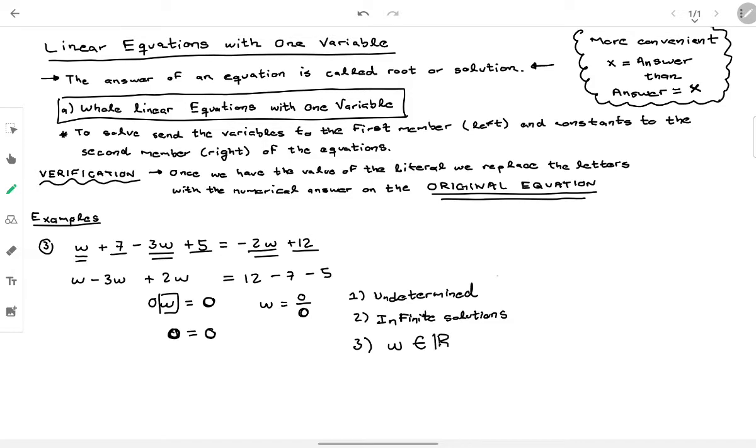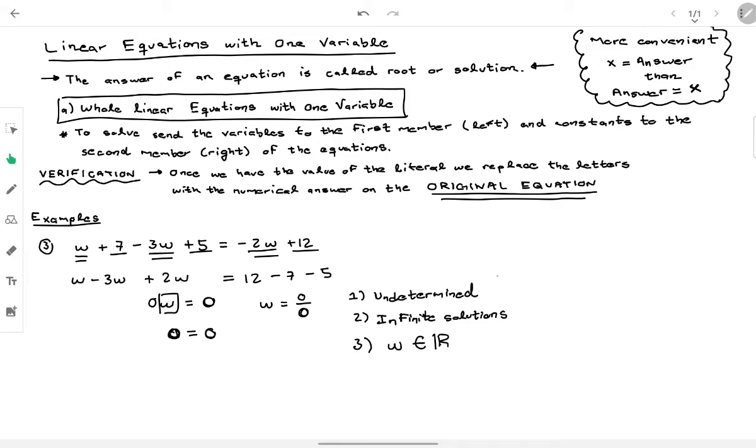all the real numbers. Why all the real numbers? Because if we put every number in this equation, we will have a correct answer. Why? Because we have seen here 0 multiplied by every number will be 0. That's why this specific equation has infinite solutions, or we can say it like the letter, in this case w, is part of all the real numbers. That means the space of w is all the real numbers.